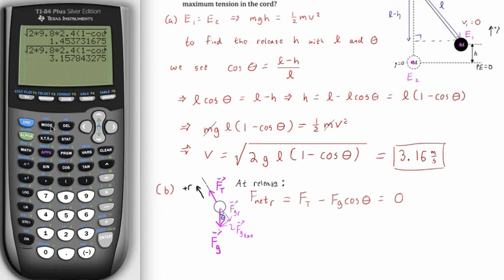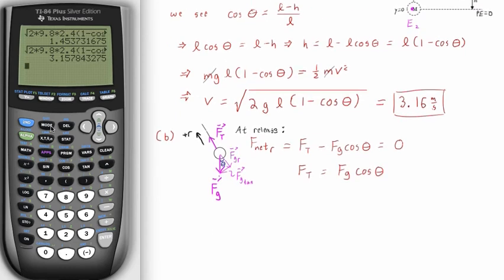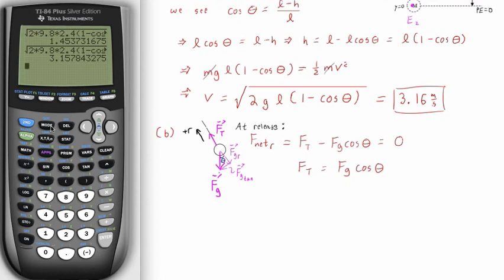Okay? So, but this shows us that the tension is simply Fg cosine theta. Well, at the bottom, we have a different story, right? So at the bottom, well, now it's vertical. So it's like this. All right, so then let's think about our forces now.